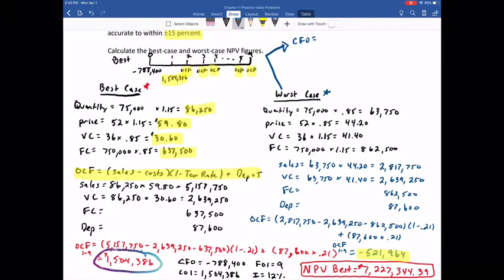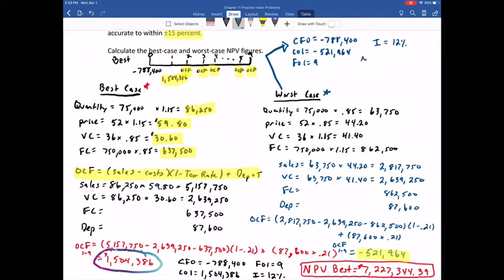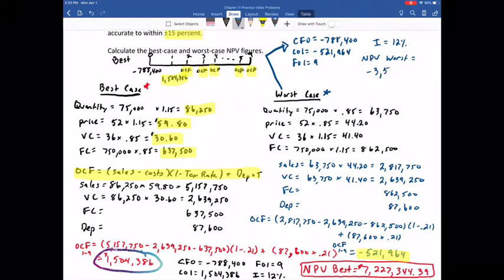CF0 is still the initial cost of the project. In this case, the initial cost is still negative $788,400. And now CO1 represents that operating cash flow underneath the worst case scenario, which we said was negative $521,964. And once again, the frequency of this cash flow is a 9 because it occurs 9 times. I don't have any other cash flows to input. So then when I hit the I to input my discount rate, it is 12%, the required rate of return. So when I calculate NPV underneath the worst case scenario, I end up getting a net present value of a negative $3,569,554.57.